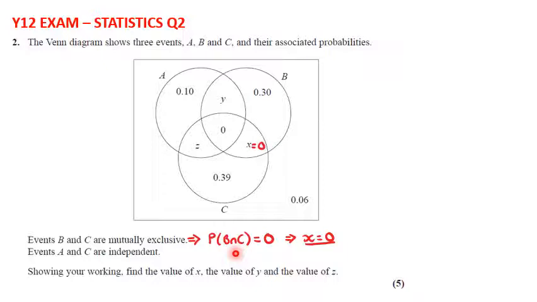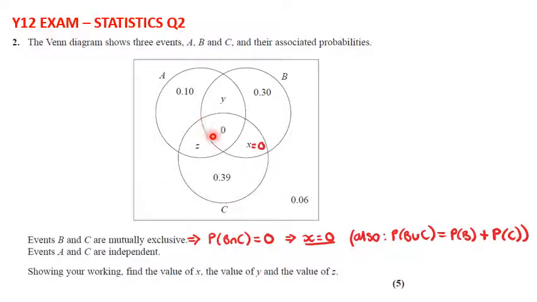The other information that mutually exclusive gives us is this, that the probability of B union C is the probability of B plus probability of C. I'm not actually going to use that here at this point, although we can see that that would be true, because that overlap is 0.